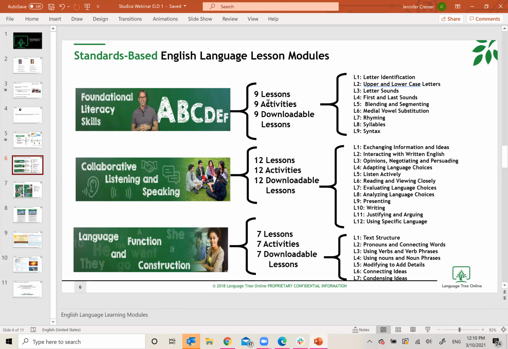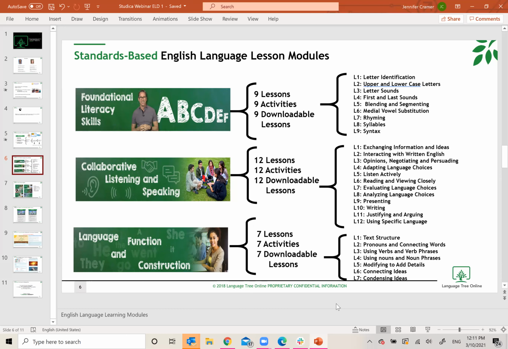And then for each online lesson, there's an equivalent number of downloadable lessons. The downloadable lessons really are just proven classroom activities. They're designed for small group instruction. Only teachers with their logins have access to the downloadable content. Then you can see on the right-hand side here what lessons are covered in level 1 for foundational literacy skills. I know it's tiny writing, but for collaborative listening and speaking, there are 12 lessons. And for language, function, and construction, there are 7 lessons.